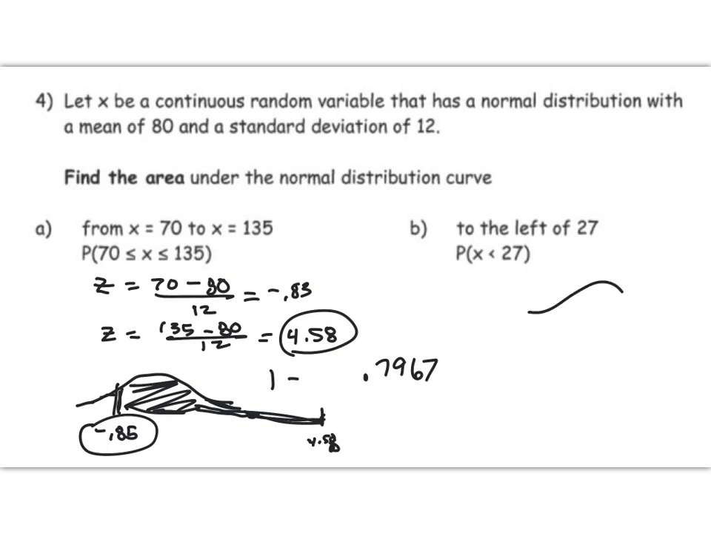And then the last one is really straightforward. We want the area to the left of 27. So we want this area. We know that it's a negative z-score because 27 is significantly less than 80. That gives me a z-score of negative 4.42. Again, we don't have that value in the table. And if I were to round it to 4 decimal places, I would have 0. So that's it.